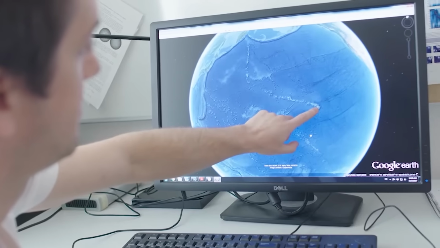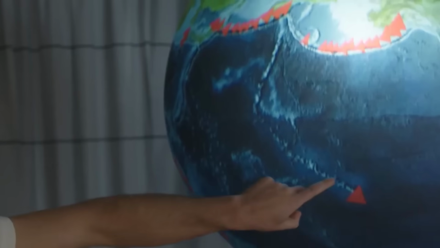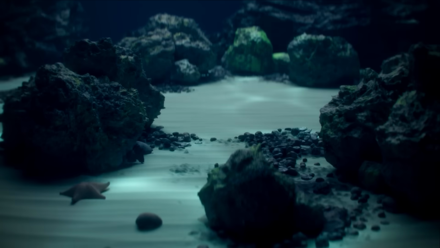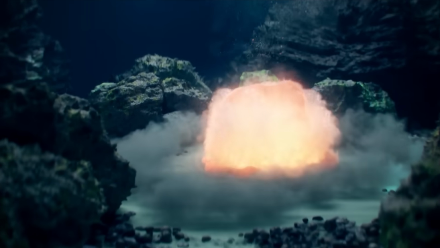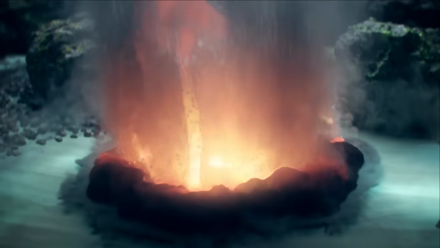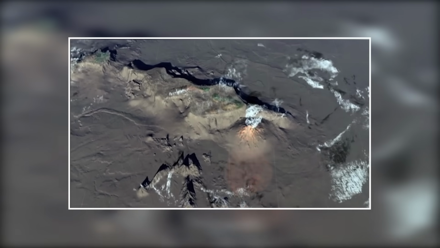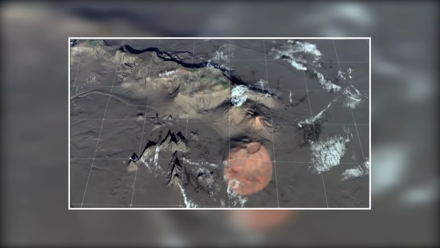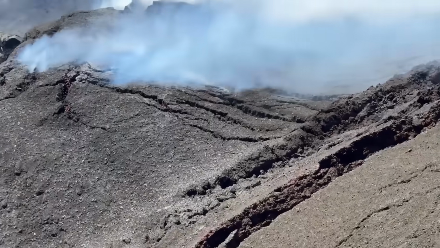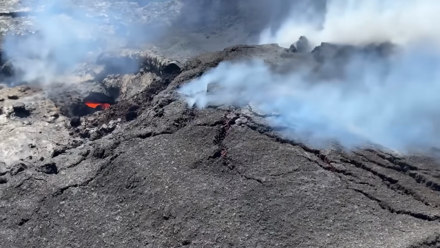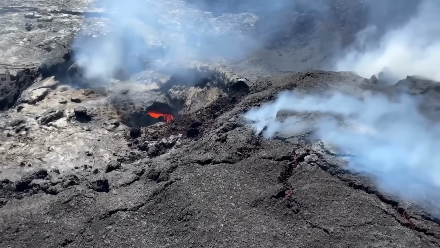This seemingly tranquil island chain is the product of one of the most powerful forces on Earth, a mantle hotspot that has burned through the Pacific plate for tens of millions of years, forging island after island in an unbroken line across the ocean. What most visitors don't realize is that these islands are still very much alive and volatile.